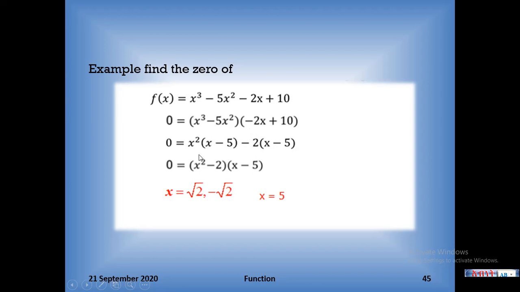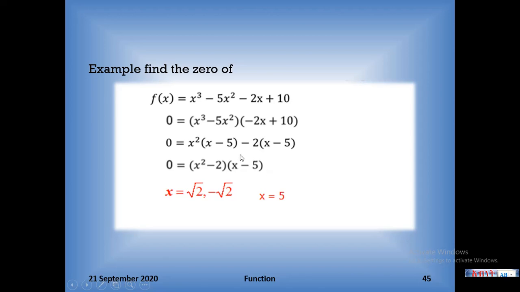So it is the product of two things, like what I've said. Assume this is a, and this x minus 5 is b. If a times b is equal to 0, then either a or b is 0, or both. So by using that law, x squared minus 2 is equal to 0. At that time, we will get this solution: x squared is equal to 2, so x equals plus or minus root 2.